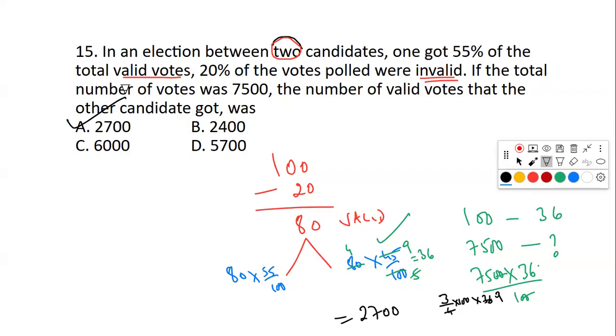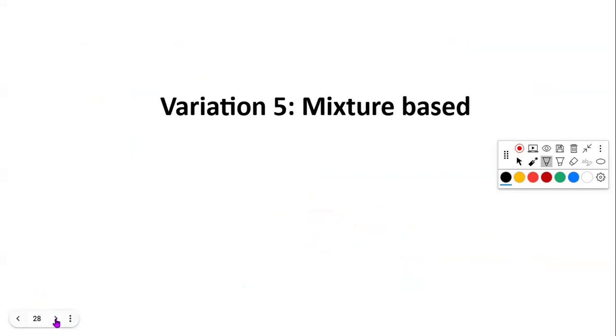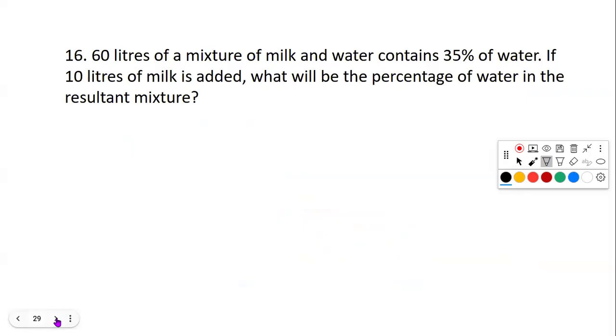Okay, so we have solved a few questions based on elections. Let's go to the next part now: mixture-based questions, percentages mixture-based. Try this question. 60 liters of a mixture of milk and water contains 35% water. If 10 liters of milk is added, what will be the percentage of water in the resultant mixture?